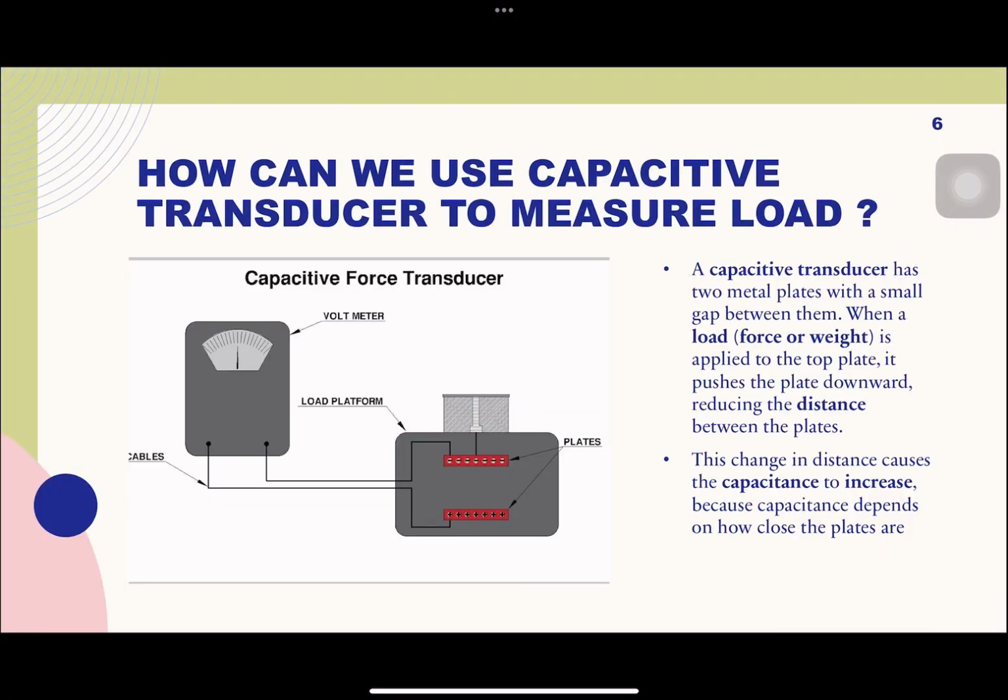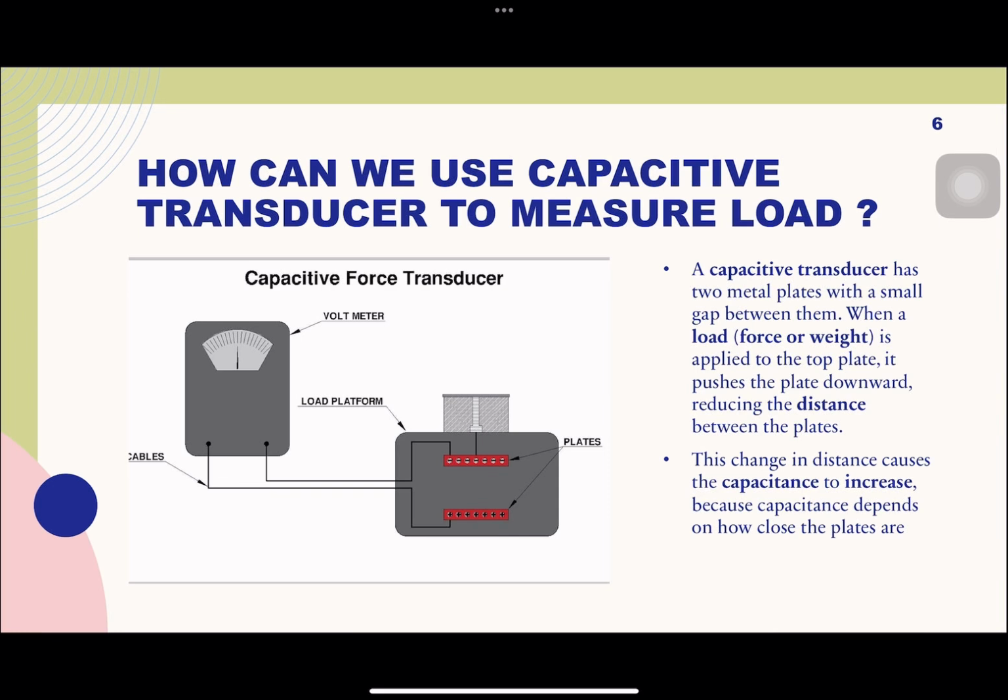So how do we actually use a capacitive transducer to measure load? Well, when a force or weight is applied on the top plate, it pushes the plate downward, reducing the gap between the plates. This leads to an increase in capacitance. Since this relationship is pretty consistent, we can calibrate the system to translate the change in capacitance into a load or weight value. Basically, a capacitive transducer measures load by detecting changes in capacitance that happen because of variations in the distance between two conductive plates.